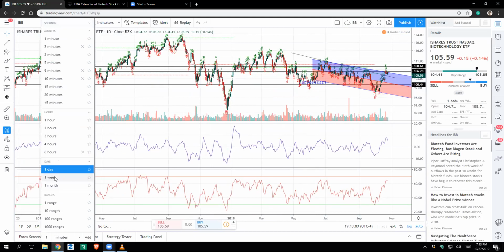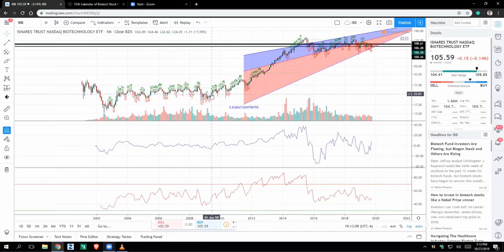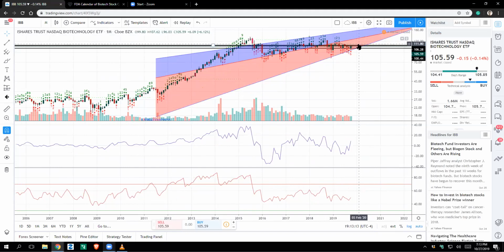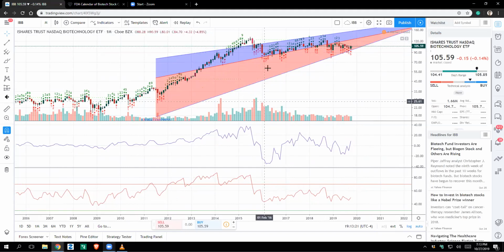So let's look at IBB. I found the IBB chart more useful compared to XBI. I'm going to start from the monthly. These are some lines I put earlier. I'm going to just delete them. Okay.